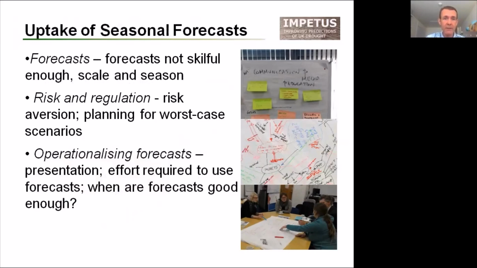So just to summarize, in IMPETUS, we've been improving the science of drought forecasting. We're also trying to understand how people can actually use drought forecasts to plan and to prepare for drought.